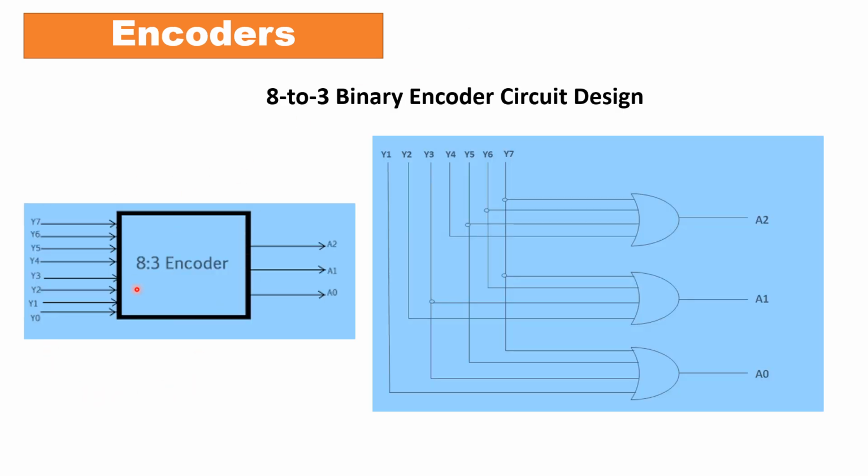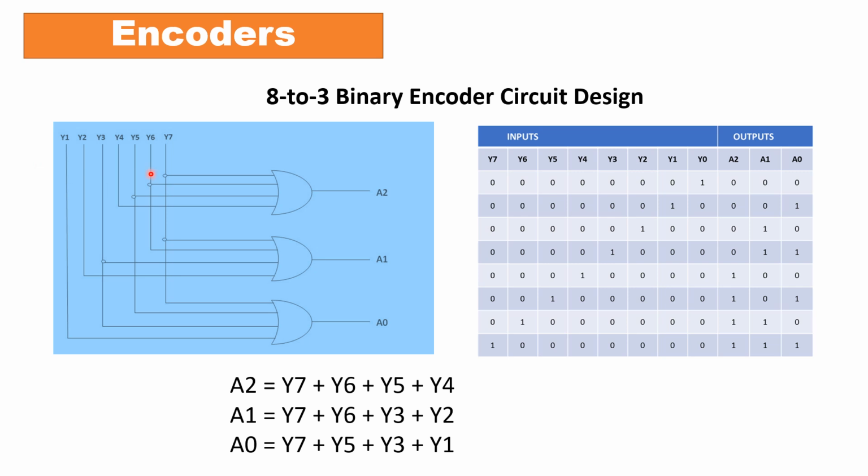An 8 to 3 encoder is a digital circuit that converts 8 input lines labeled Y0 to Y7 into a 3-bit binary output A0, A1, A2. Each input represents an octal digit 0 to 7, and the output generates the corresponding binary representation of the active input. When one of the inputs Y0 to Y7 is activated, that is a logic high, the encoder produces a binary output corresponding to the decimal value of the active input.